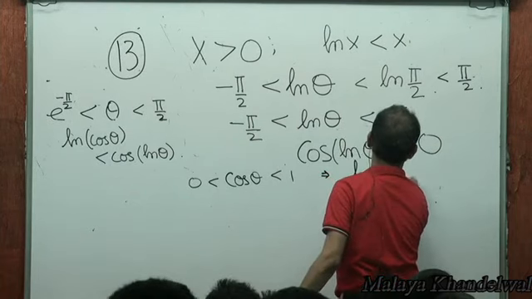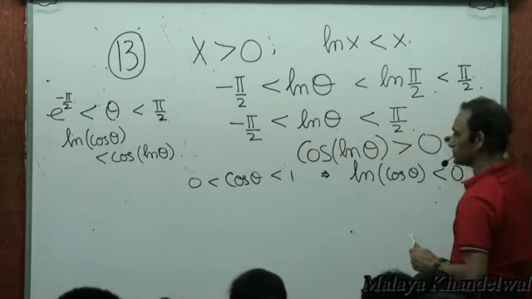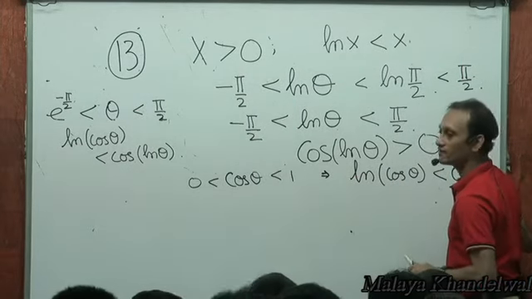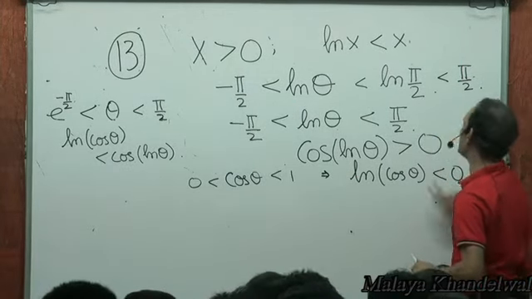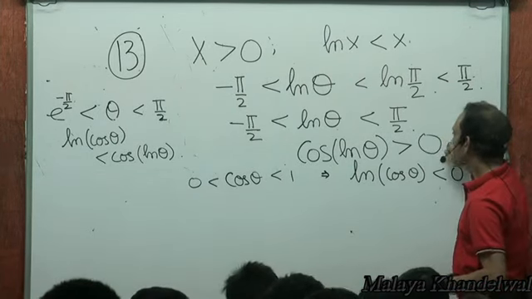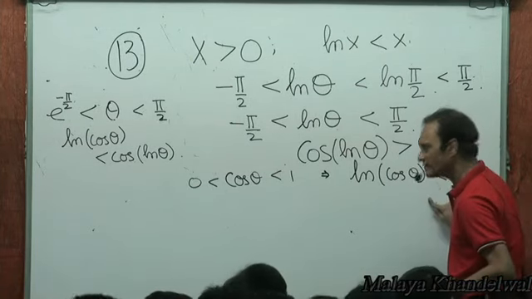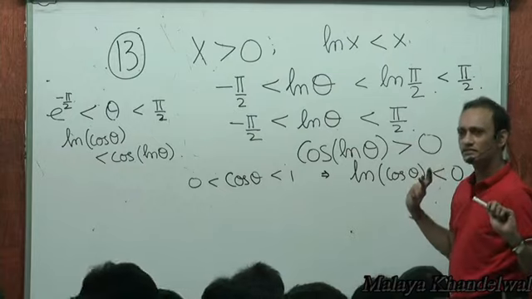So which means log of cos theta will always be negative. This is always positive. This is always negative. So which is bigger? This is bigger. So cos ln theta will always be bigger than ln cos theta. Yes or no? Cos ln theta, positive, will always be bigger than any negative number ln cos theta. So this greater than this, finish. Right?